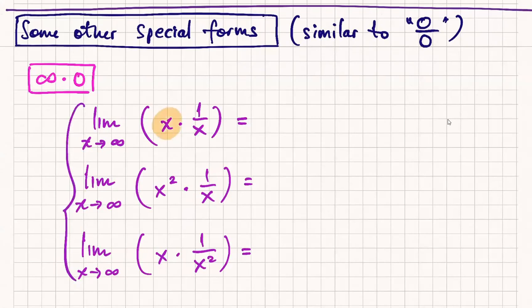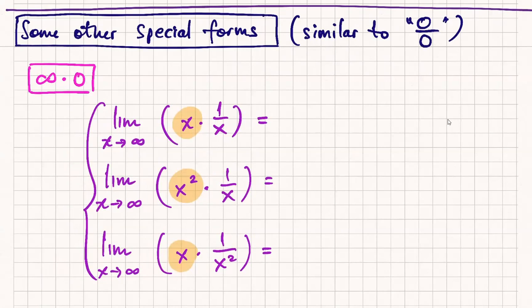So in all 3 cases, as x goes to infinity, the first term goes to infinity, right? Either x or x squared, it goes to infinity. So that's infinity. What about the second term? 1 over x, 1 over x, 1 over x squared. Again, in all 3 terms, they all do the same thing. They all go to 0. So in all 3 of these examples, I get infinity times 0. So everyone should agree on that, right? That in all 3 cases I get infinity times 0.